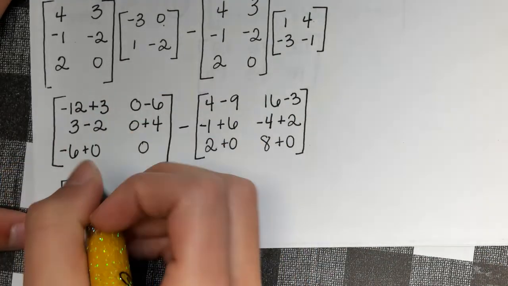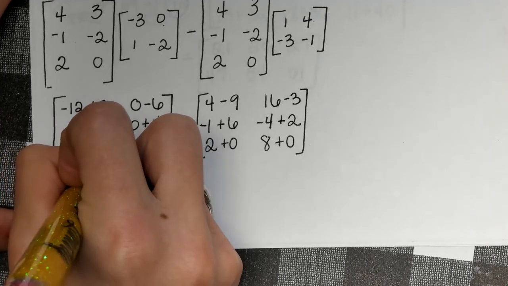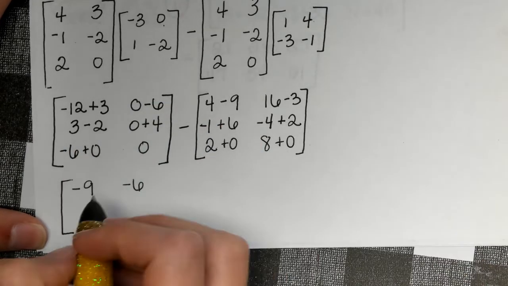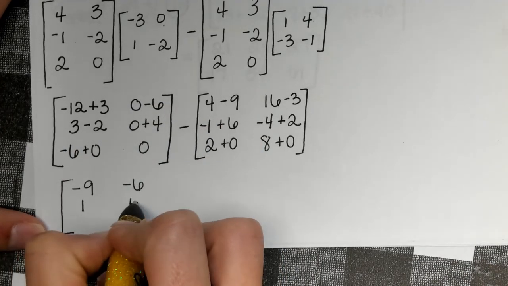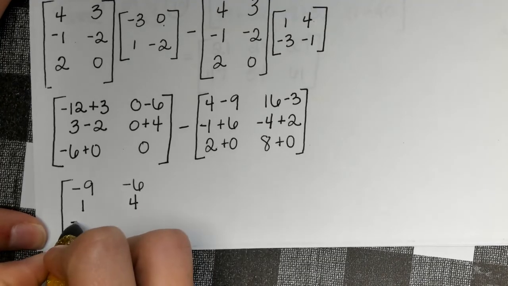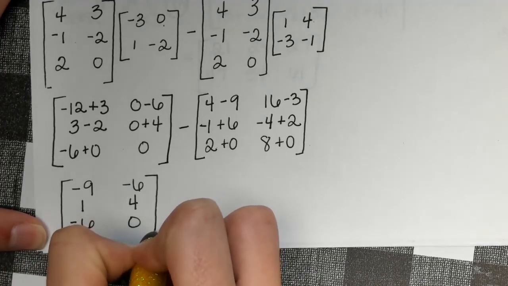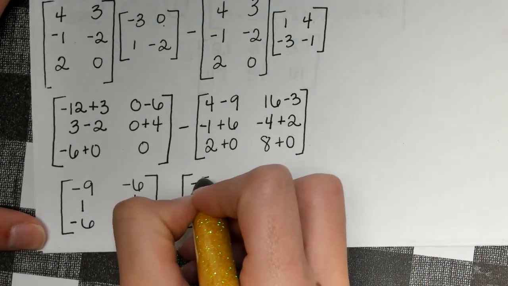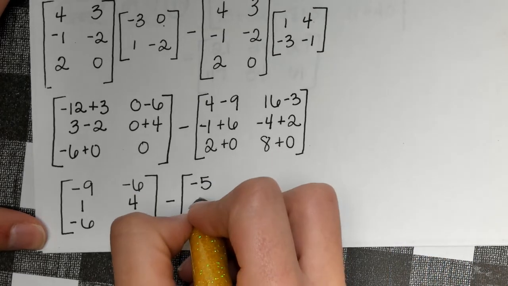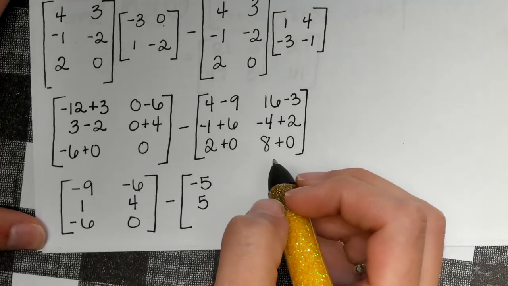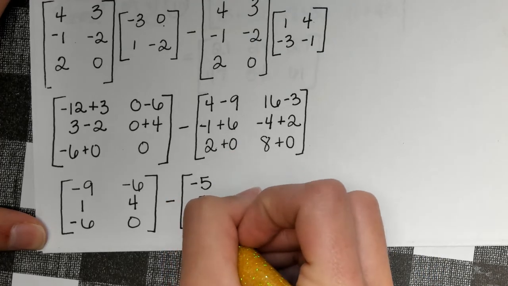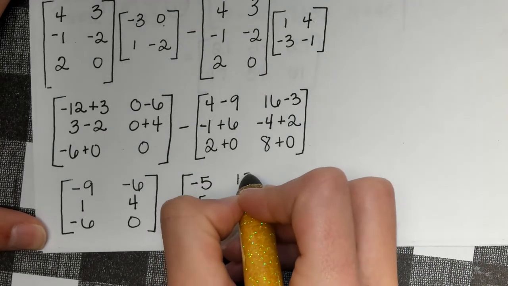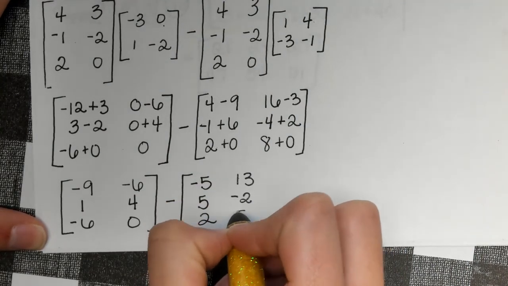Okay, so negative 12 plus 3 gives me 0 minus 6, 3 minus 2, 1, then you got 4, negative 6, 0. Minus 4 minus 9, negative 1 plus 6. Oh, I started going down, sorry. And then 2, 16 minus 3, 13. Then negative 2 and 8.